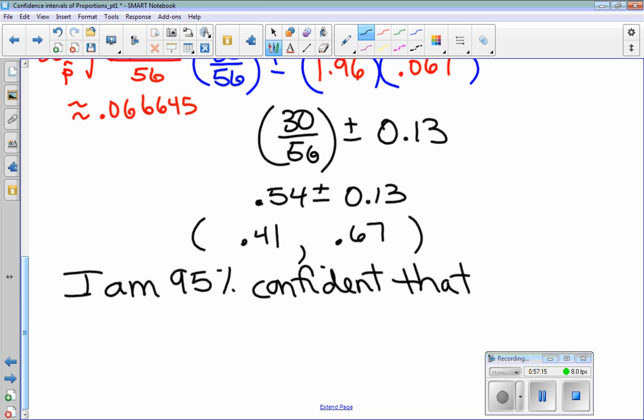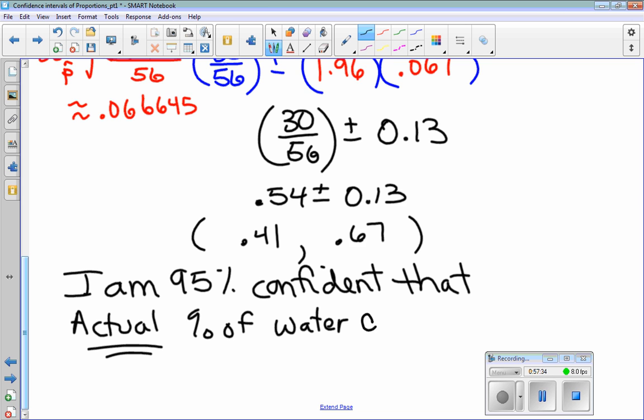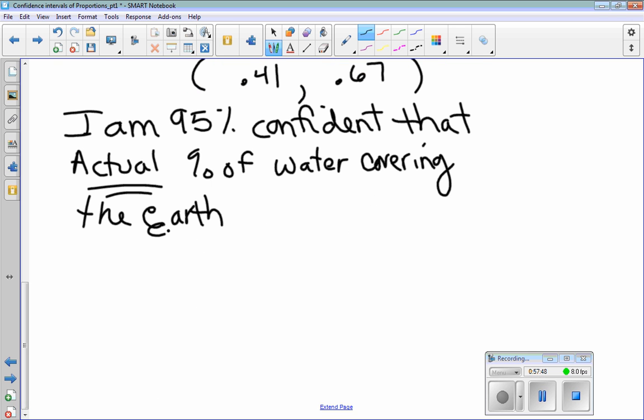Good. So I'm gonna be real specific. Say your sentence again one more time. So I'm looking for a keyword. That the true proportion of water on Earth is between 41%. True proportion, actual percentage of water covering the earth. Make sure you say those words though, okay? I'm not sure if I heard it the first time. Covering the earth. True proportion or actual percentage, either way is okay. Is between 41% and 67%.